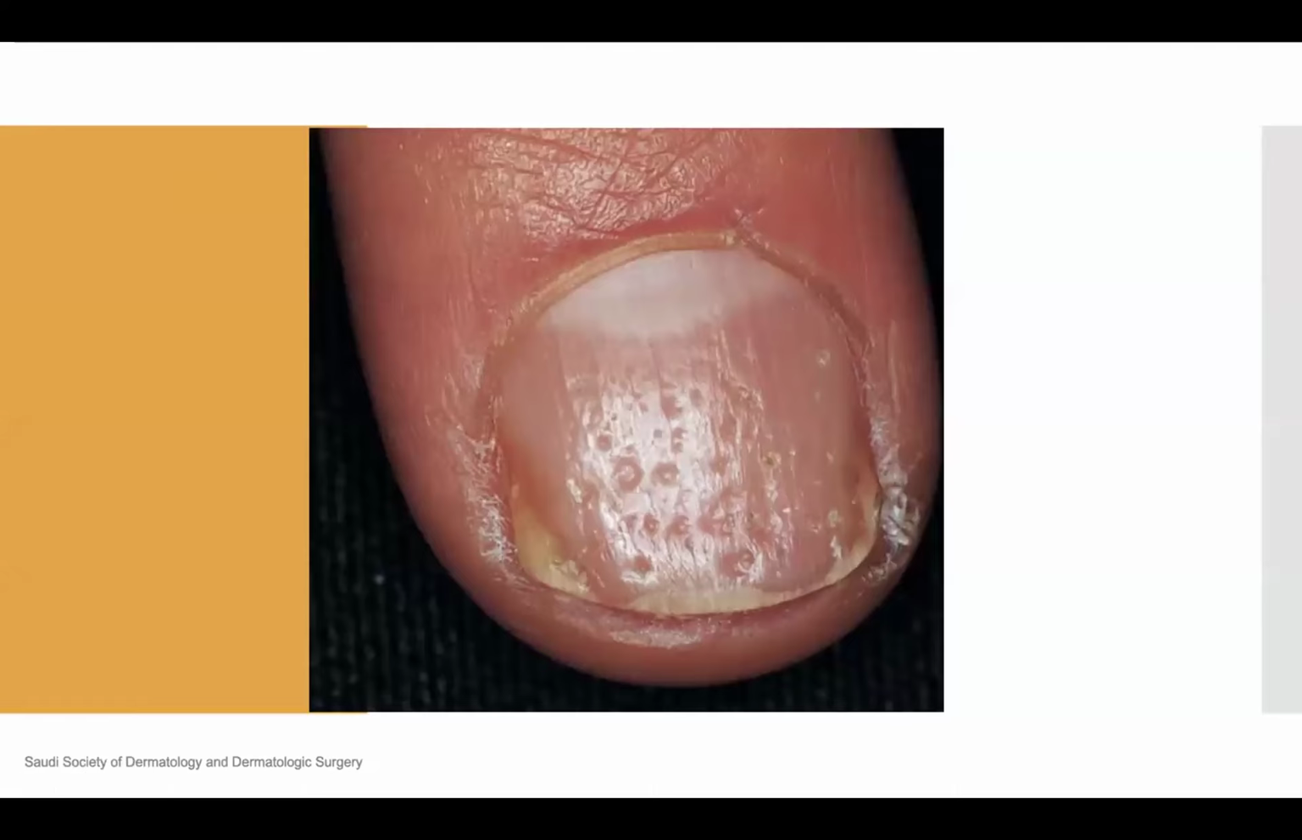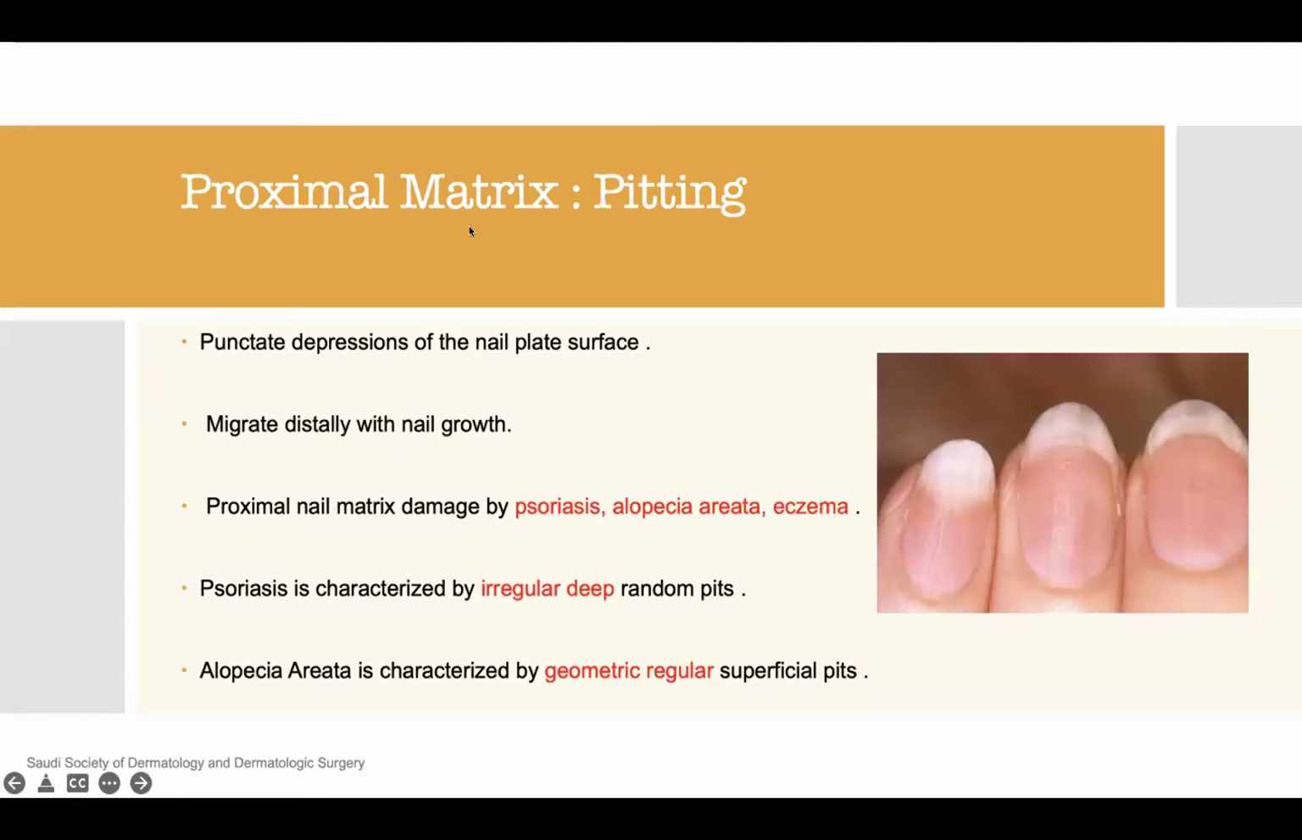Okay, the third one, as you can see here, it's obvious, it's nail pitting. So it's also related to the proximal matrix. It's a depression or punctate depression over the nail plate. If you remember, we mentioned before that in patients with alopecia areata, the most common nail finding is nail pitting. So it's important to differentiate nail pitting in alopecia areata from that in psoriasis, where in alopecia areata it is geometric, regular, and superficial. In patients with psoriasis, it is more irregular and deep.